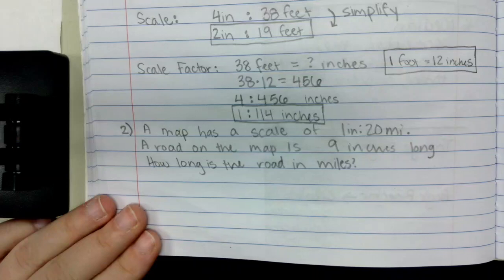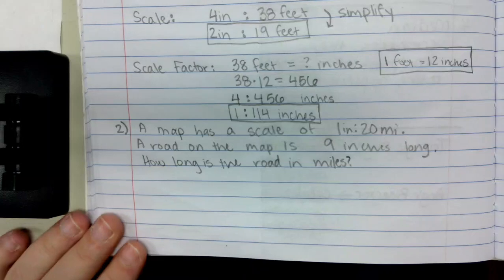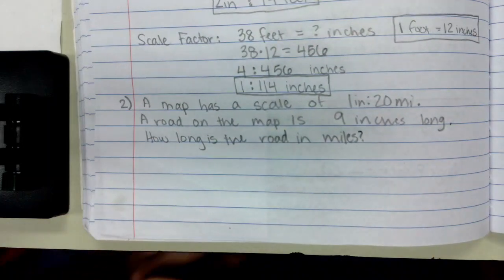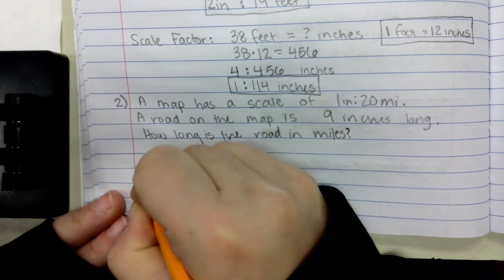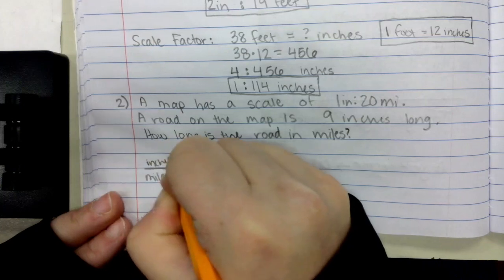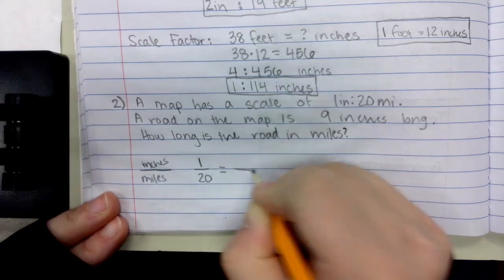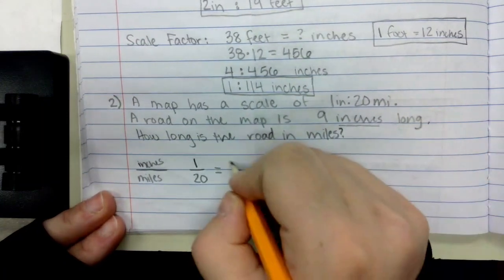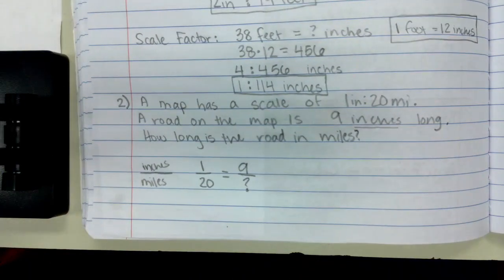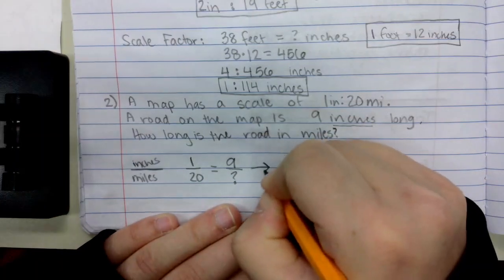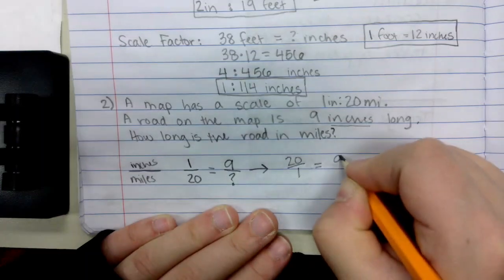Okay, and this one, some people can probably do this one in their head because we have our scale as a 1 to 20. But we do want to be able to set this up as a proportion and solve it. So we're going to compare our inches to our miles. So we have 1 inch for 20 miles. Now we know here we have 9 inches. So 9 is going to go in the numerator. We don't know the miles. That's our denominator. Okay, and we don't like it when that question mark is in the denominator, so we're going to flip. So we'll have 20 over 1 equals question mark over 9.